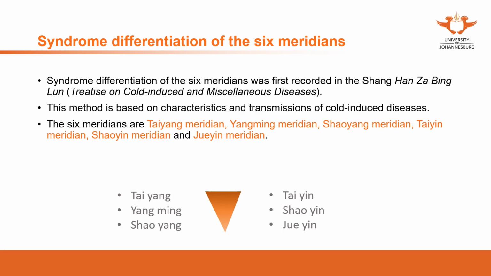Initially, this book talked about cold-induced disease. So the diseases in this book were mostly due to cold attack. Some scholars believed that 1,800 years ago, around 220 AD, the climate was colder than now. So that is one of the possible reasons why the author talked about cold-induced diseases.